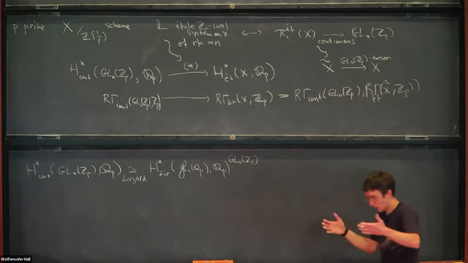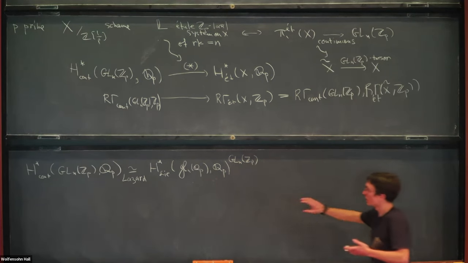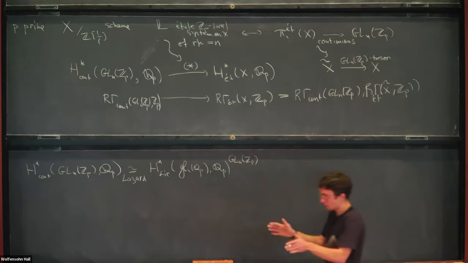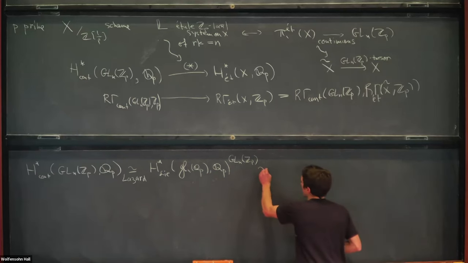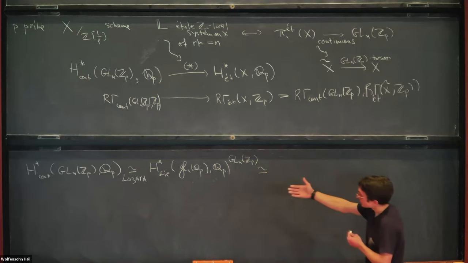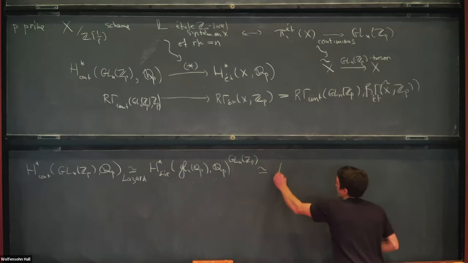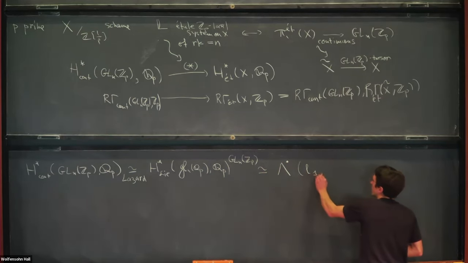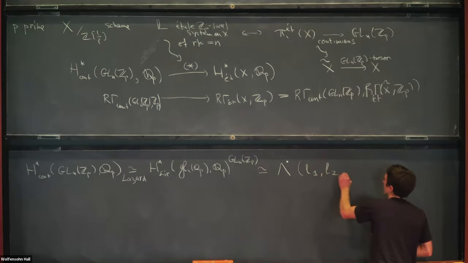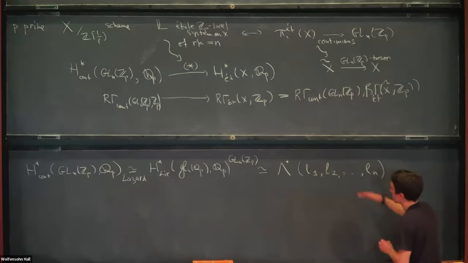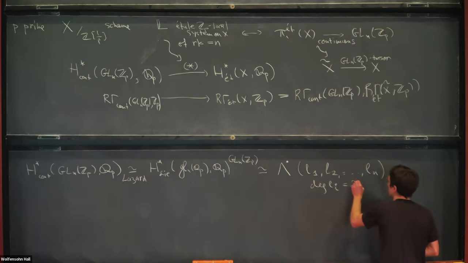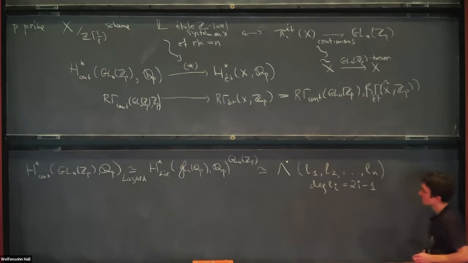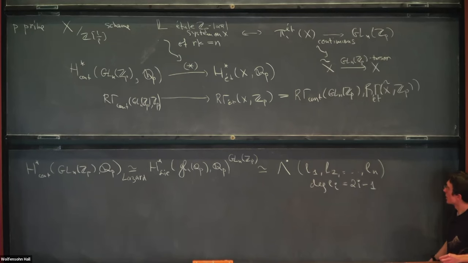And in general, if I have any reductive group in characteristic zero, the cohomology of this Lie algebra is the same as the de Rham cohomology of the group itself as a variety. And so you can compute that this is freely generated by several generators in odd degrees. So it's an exterior algebra on n generators, which sit in odd degrees, so the degree of L_i is 2i minus 1. Okay? So this is over Q_p.